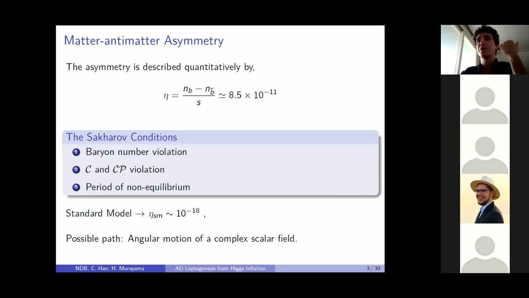So, as we all know, when we look out at the universe, we see that the universe is composed of predominantly matter and not antimatter. The asymmetry is quantified by the so-called asymmetry parameter, and it has this value from observation.